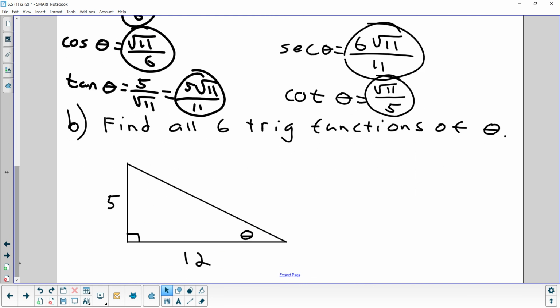All right, so let's do this one. I think this one you'll see is actually a little nicer for answers. Does anyone know what the hypotenuse is going to be in that one? Yep. 13? Yep, it is 13. Okay, so that is 13.